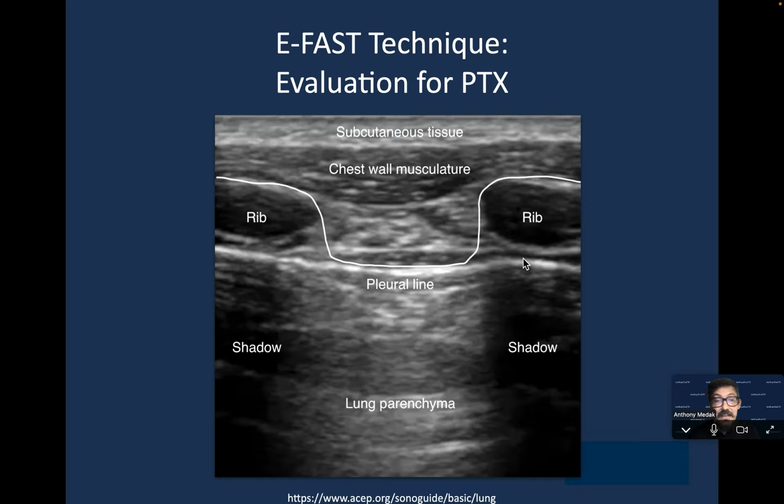And the white line that connects the two, that's the pleural line. Not this line, not this line, not this line, but the line that connects this rib to this rib, this horizontal line, that's the pleural line. And that's where you want to focus your attention when you're using ultrasound to look for pneumothoraces.